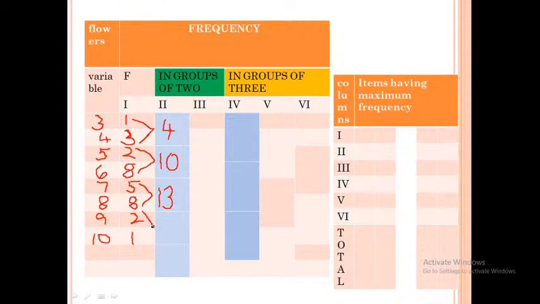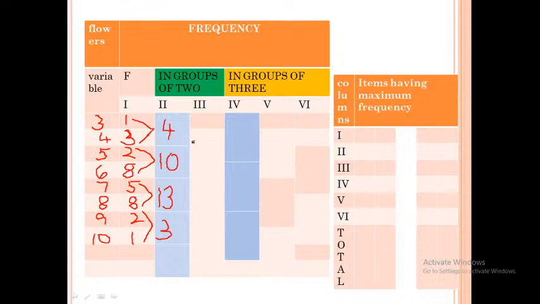Then 2 plus 1 comes to 3. This is the first step of the grouping method: in groups of 2, the frequencies have to be added up in groups of 2.